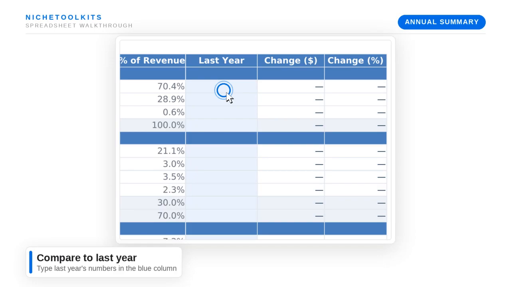There is also an optional last year column, in blue. Drop in last year's figures, and the sheet works out the change in dollars and as a percentage, line by line, so you can see exactly what is growing and what is creeping up on you.